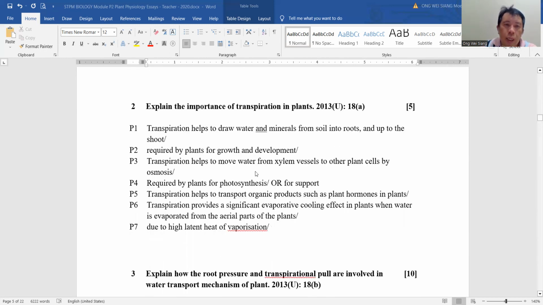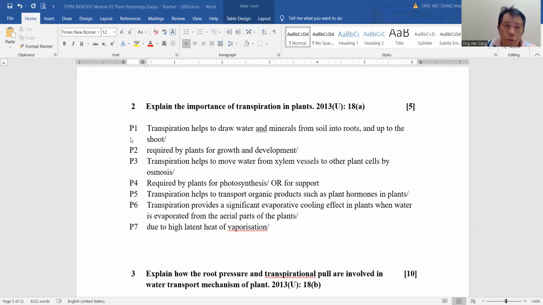The second question, explain the importance of transpiration in plants. The question is importance of transpiration. Not asking you to explain the mechanism of transpiration. No. So importance, like the transpiration helps to draw water and minerals from soil into root and up to the shoot. Every time you must mention water and minerals, then required by plants for growth and development.